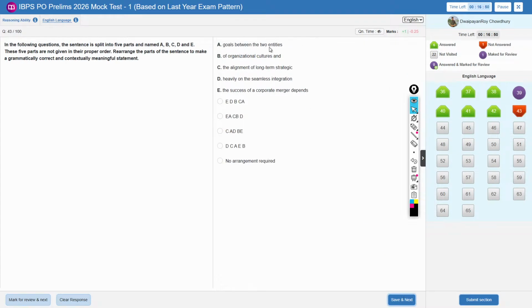Goals between two entities. Okay. The alignment of long-term strategic goals. So CA is a pair here, not here. Two entities. Okay. The success of corporate, E to start with. Corporate merger depends heavily on the seamless integration of culture and the alignment of long term goals.